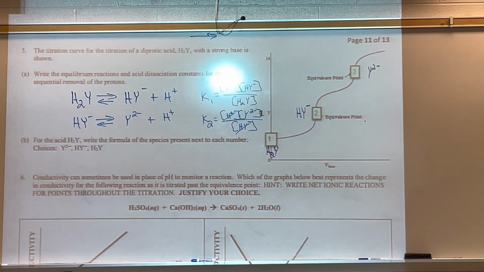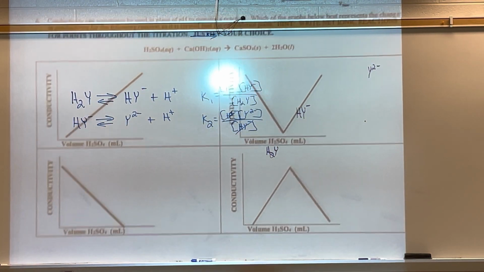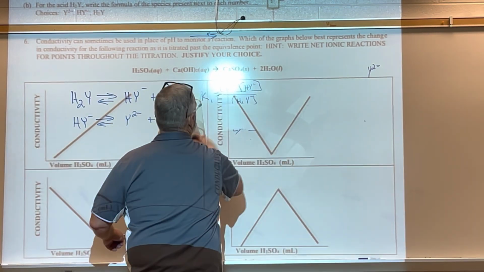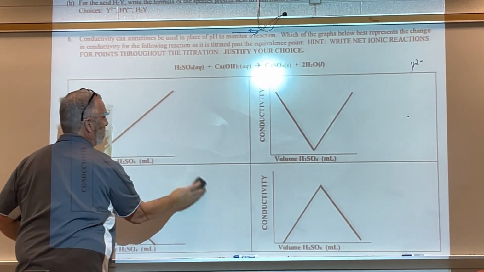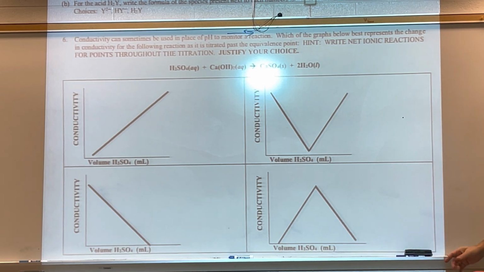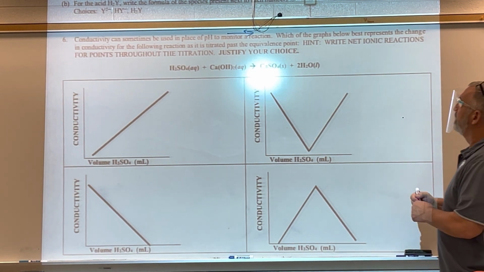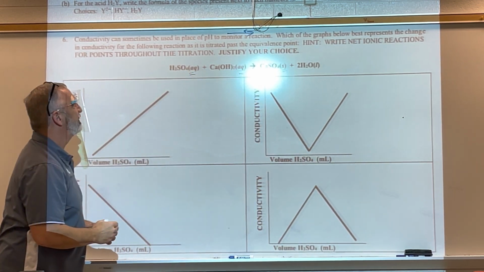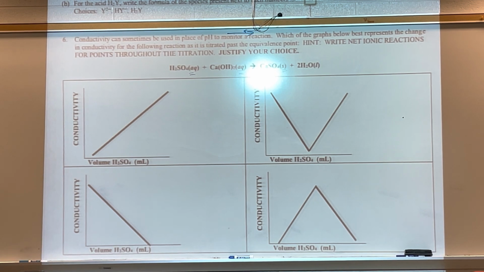All right, so number 6. This was actually on an AP test in 2013. When I first looked at it, I said, man, that's complicated, but then when I stopped, notice that this is a solid, aqueous, aqueous, okay? Conductivity can sometimes be used in place of pH to monitor a reaction. Which graphs below represent the change in conductivity for the following reaction as it is titrated past the equivalence point, okay?